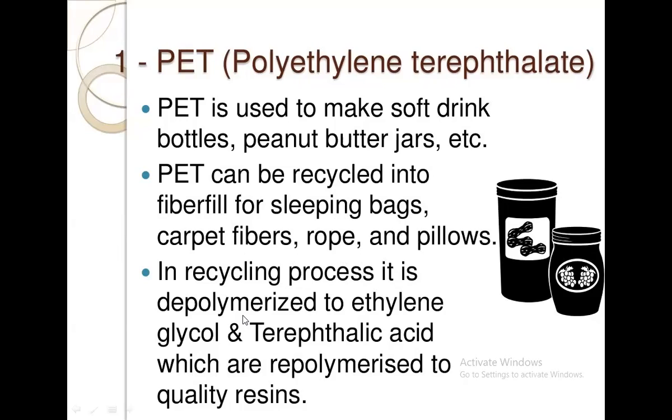In the recycling process, it is depolymerized to ethylene glycol and terephthalic acid, which are depolymerized to quality resins. After depolymerization, this PET is formed, polyethylene terephthalate. From that they make these different products. These are plastic products.